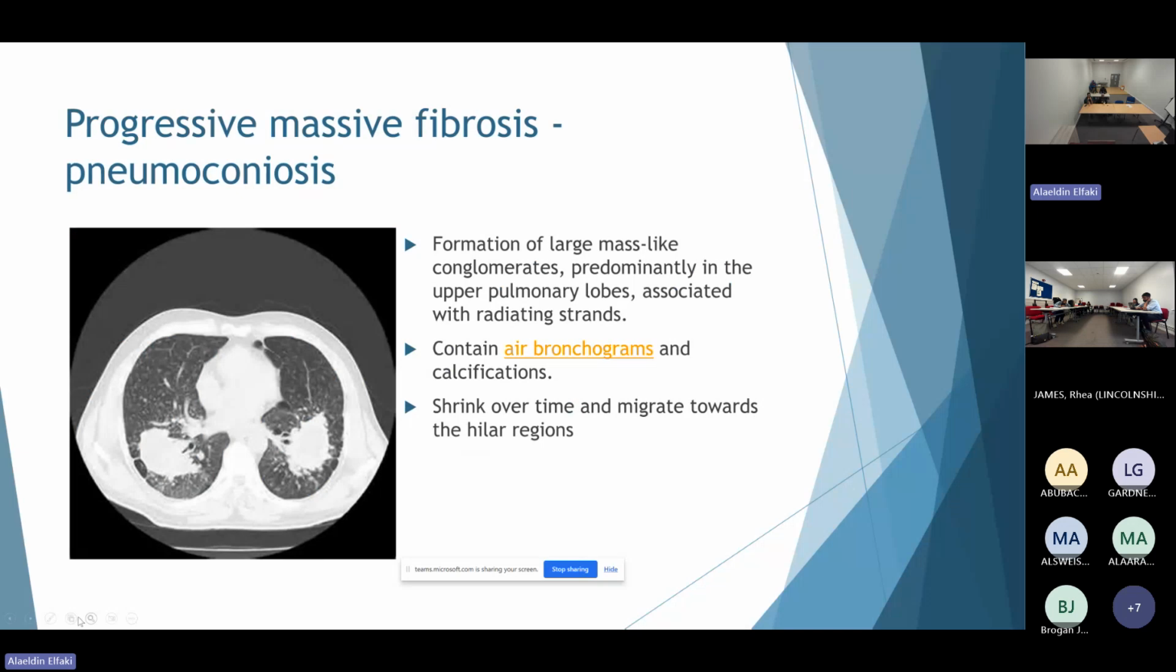So this is just a CT scan to show you how progressive massive fibrosis looks like on the CT scan.